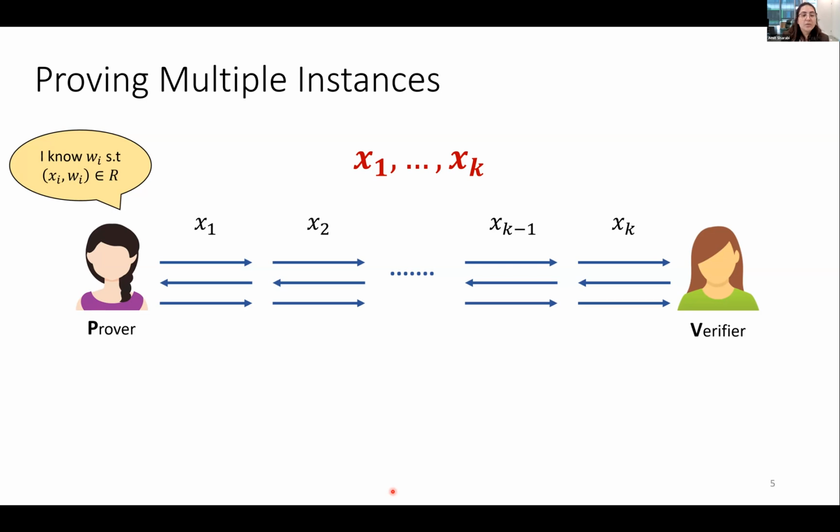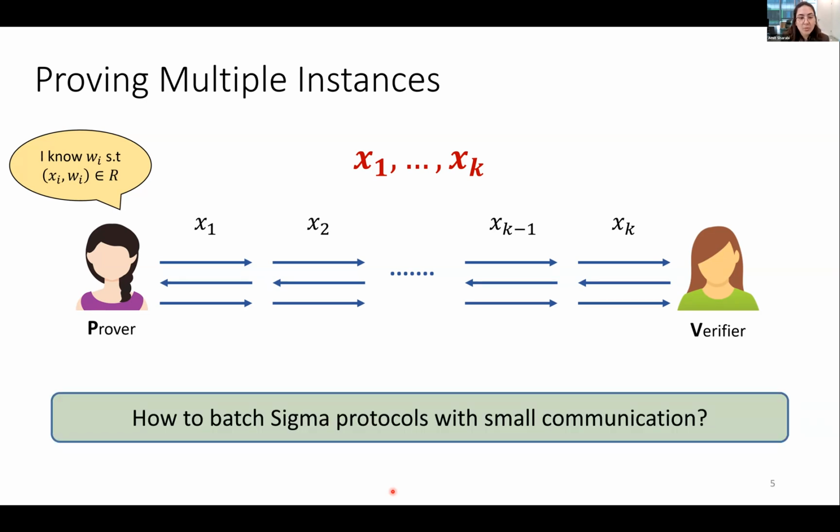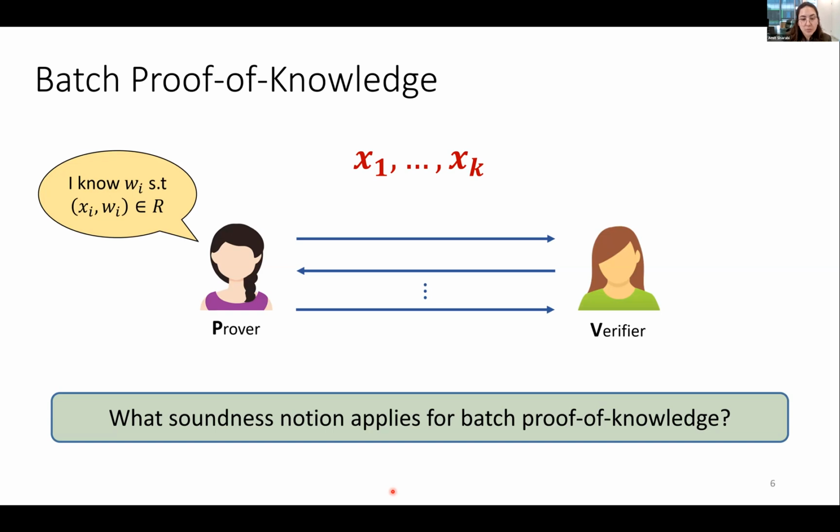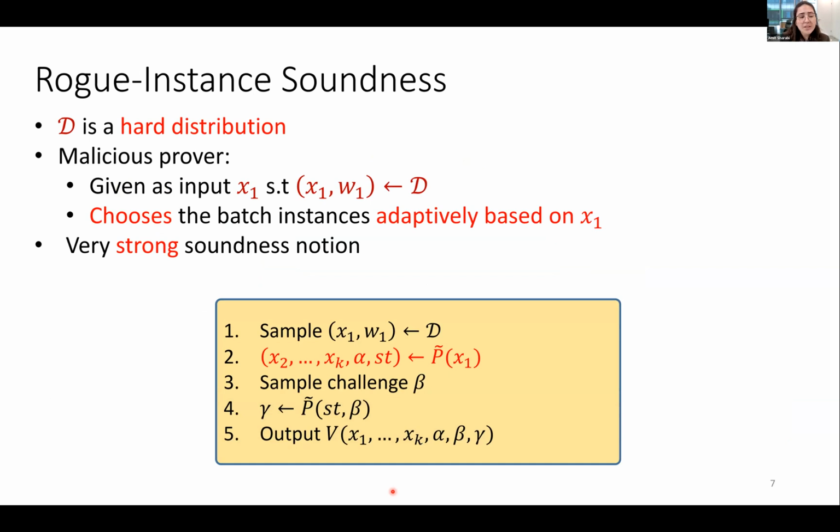So our first question is how to batch sigma protocols while preserving small communication. And secondly, even if we have a more efficient protocol, we ask what soundness notion should apply for batch knowledge proofs. In the single instance case, the soundness notion was trivial, we only had one instance. But now when we have k instances, some of them may be honestly generated by a hard distribution D and some of them may not. So in order to answer this question, we give a new notion of knowledge soundness, which we call the rogue instance soundness. This is a very strong soundness notion inspired by the rogue key security for multi-signature schemes.